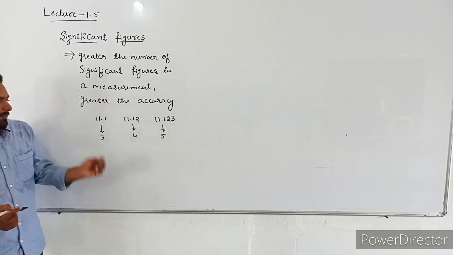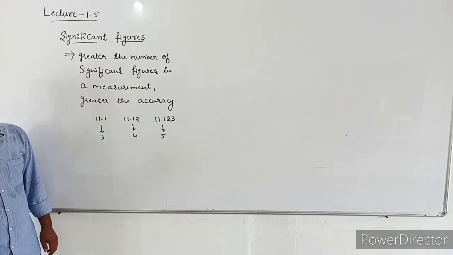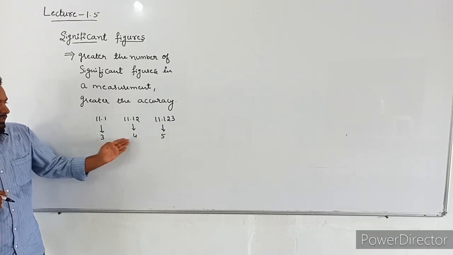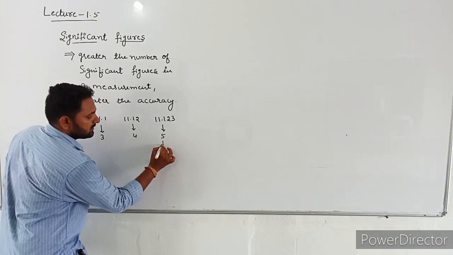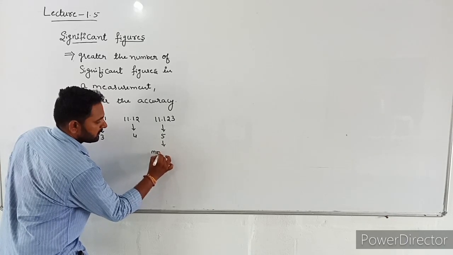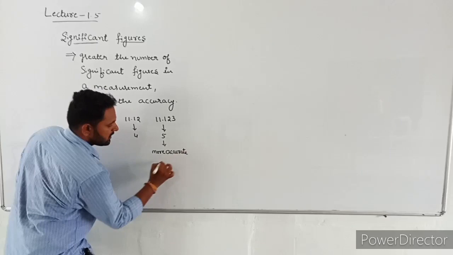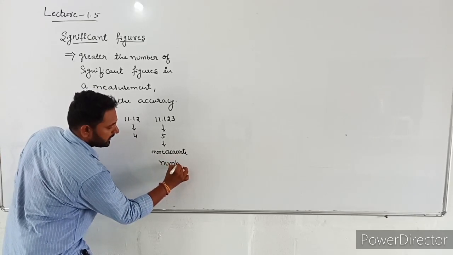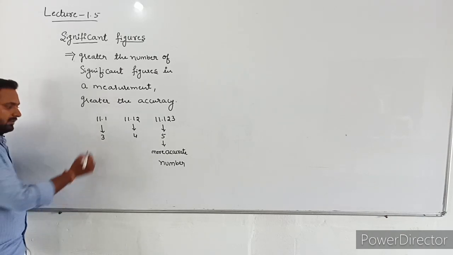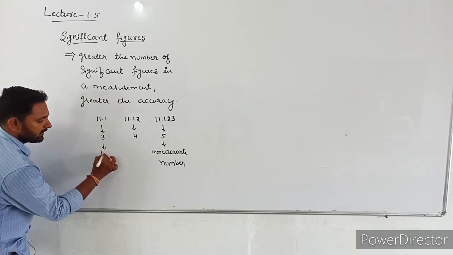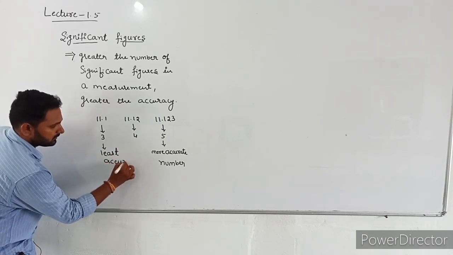Now tell me, between these 3 measurements, which measurement is more accurate? This one or this one? This is the more accurate number. Then which is the least accurate number? This is the least accurate number.